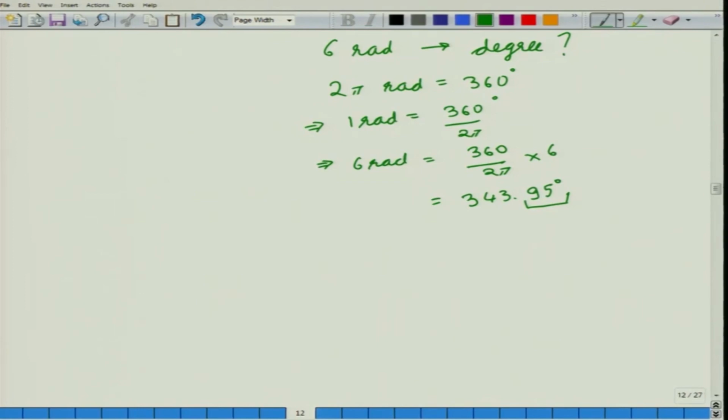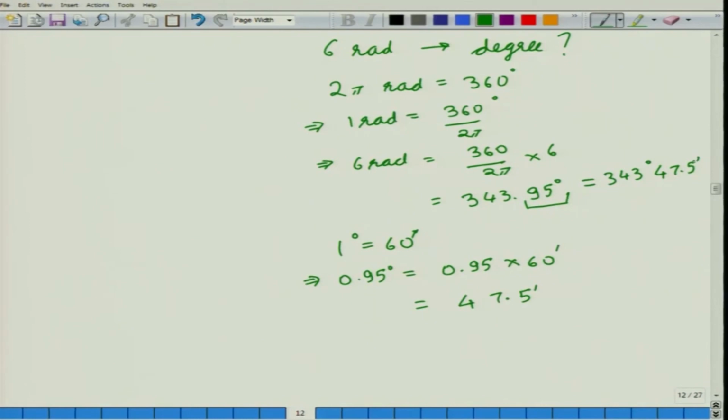Now, we could stop here at 343.95 degrees, but we could also convert this 0.95 degrees into minutes and seconds. Now, 1 degree is equal to 60 minutes. So, 0.95 degrees is equal to 0.95 into 60 minutes, which is 47.5 minutes. So, essentially this is equal to 343 degrees and 47.5 minutes.